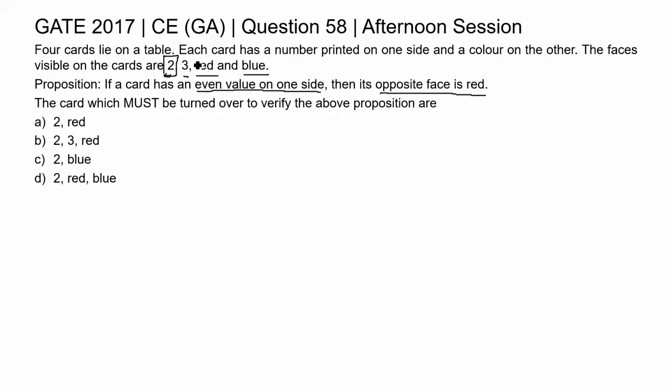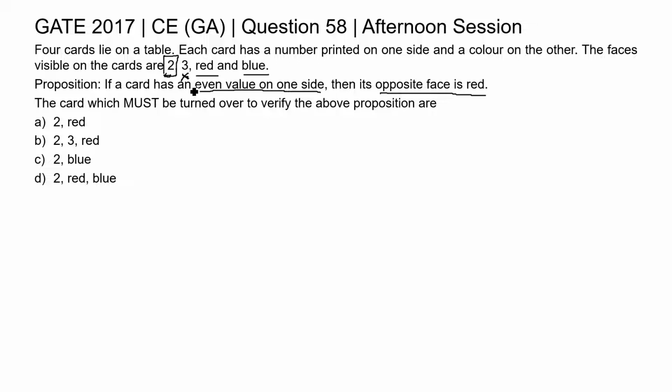It means for verification of this sentence, we must check this card number 2. Now the other card, which has the number 3. Since it is an odd number, there is no need to check this card because there is no statement given for odd numbers. So we need not check this card 3. Again, the other card is red.